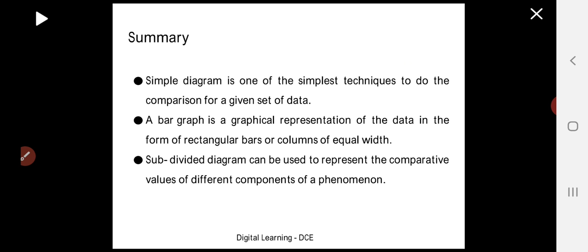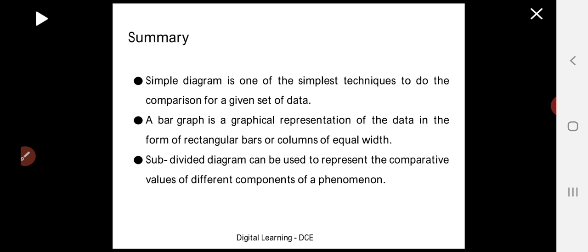To sum up, we can say that a simple diagram is one of the simplest techniques to do the comparison for a given set of data. A bar graph is a graphical representation of data in the form of rectangular bars or columns of equal width, and a subdivided diagram can be used to represent the comparative values of different components of a phenomenon.